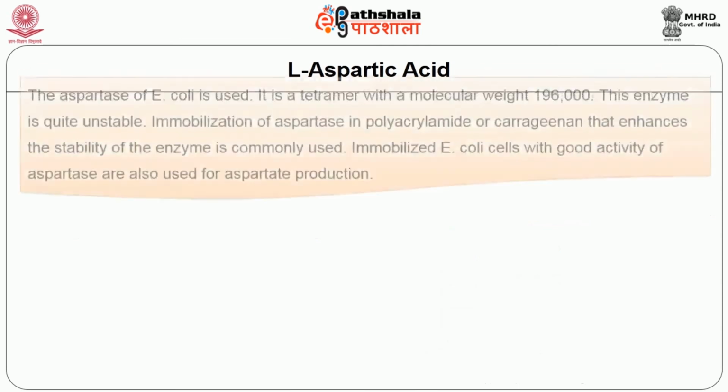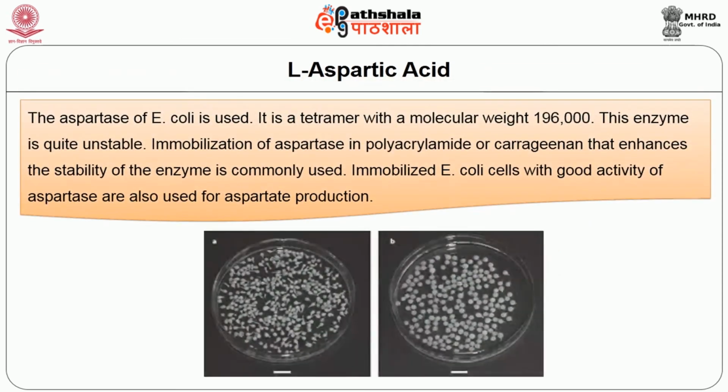The aspartase of E. coli is used. This enzyme is quite unstable. Immobilization of this enzyme in polyacrylamide or carrageenan enhances the stability of the enzyme and is used commonly. Immobilized E. coli cells with good activity of aspartase are also used for aspartate production.